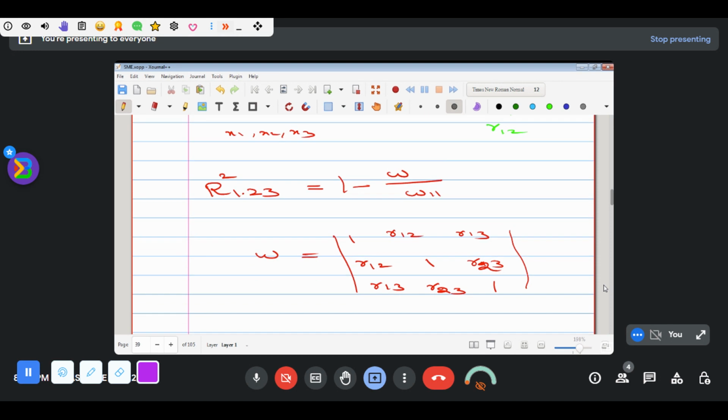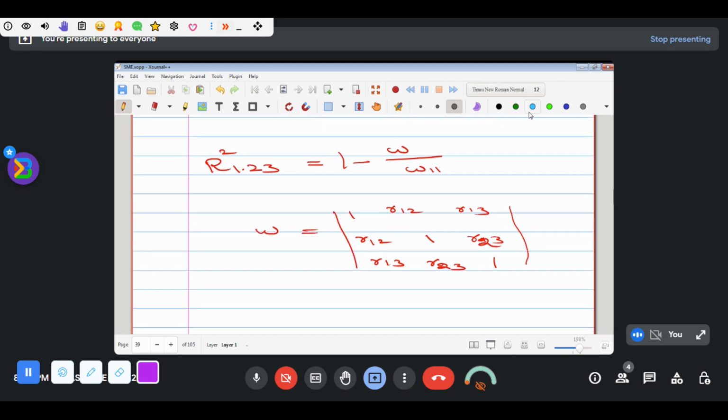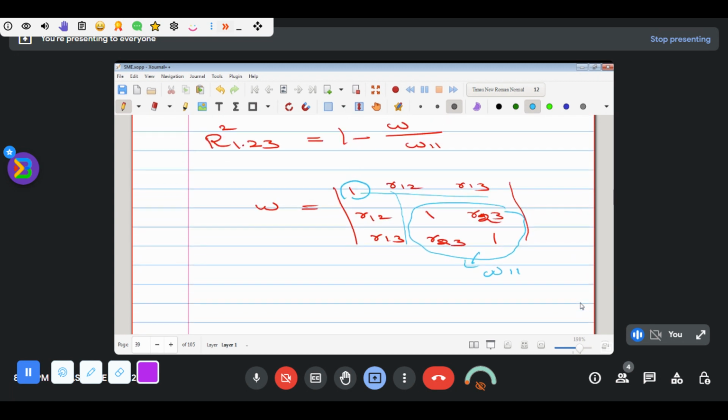This is omega. So, how to find omega 11? Omega 11 is nothing but this element, using the determinant concept. The remaining element is called omega 11. This determinant value is called omega 11. Then find all the determinant values.